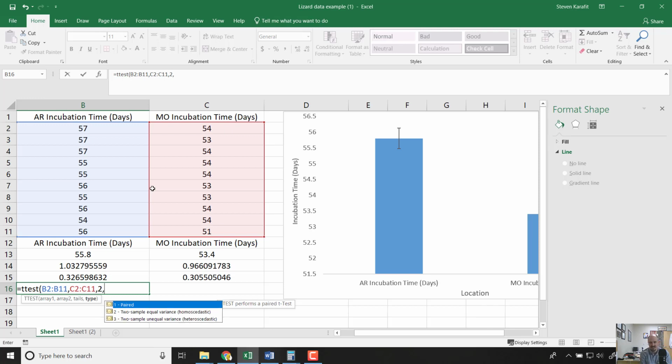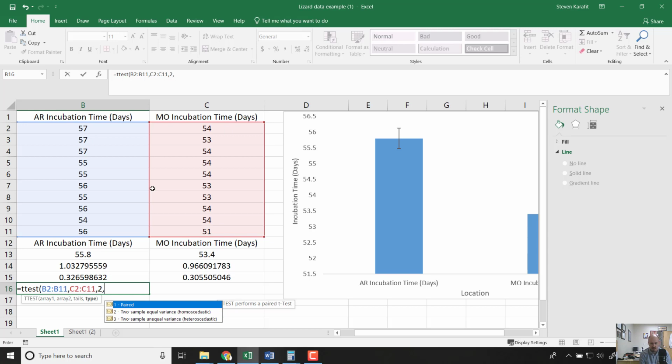And then lastly, it says, is this a paired test? A two-sample with equal variance or a two-sample with unequal variance. This is not a paired test. A paired test would be like if you took the same person, the same group of people, and you checked their heart rate before exercise and after. That would require a paired test to see if they were different.